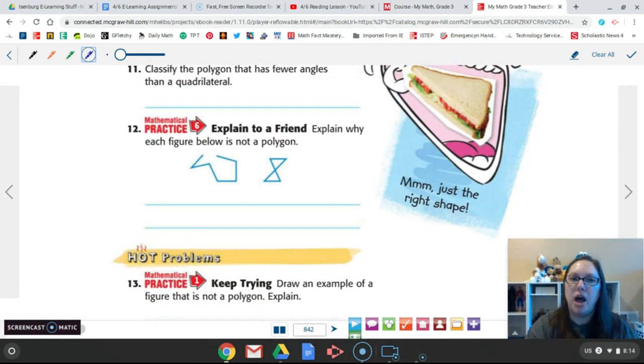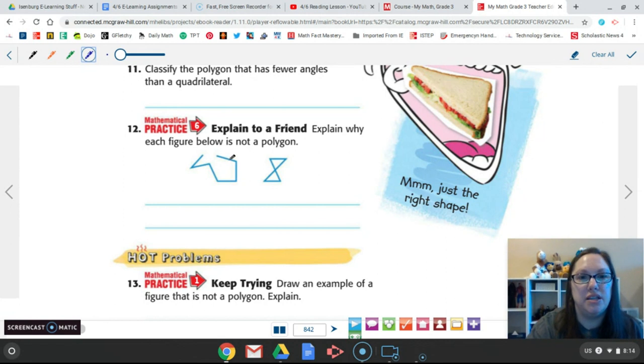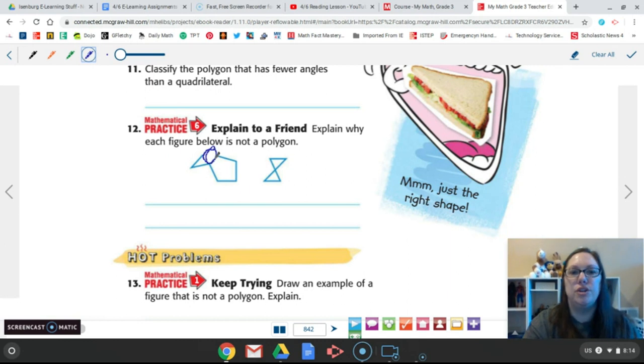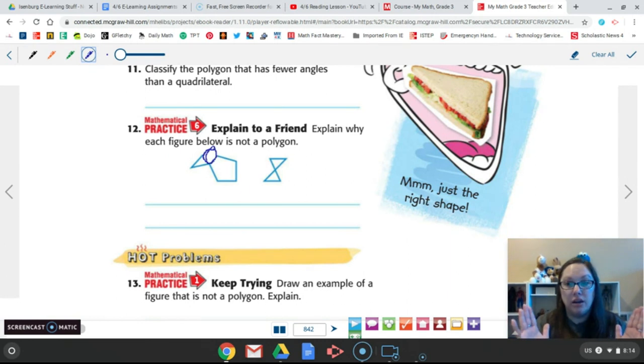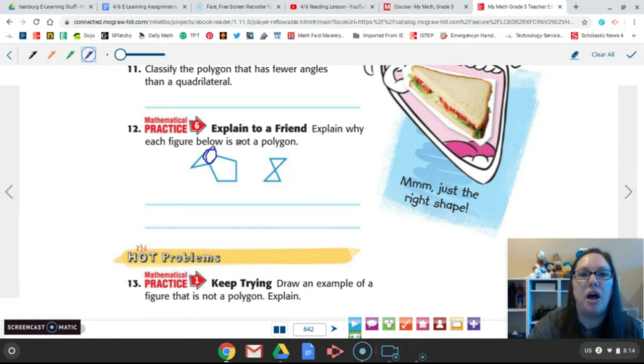Number 12 says explain why each figure below is not a polygon. Our rules for a polygon were that it had to be closed. It had to be 2-dimensional, which means it has to be flat. And it can't have sides that are curved or crisscross each other. If you look at these examples, the first one has an open doorway right here. If it has an open side, it's not a polygon anymore. So this one is not a polygon because it has that open side.